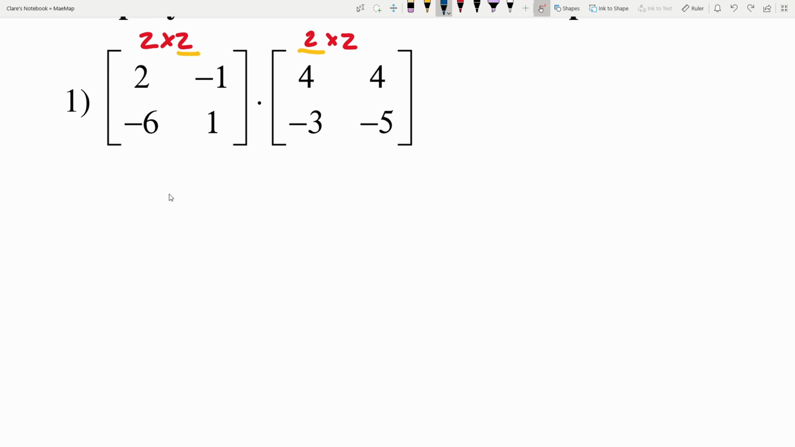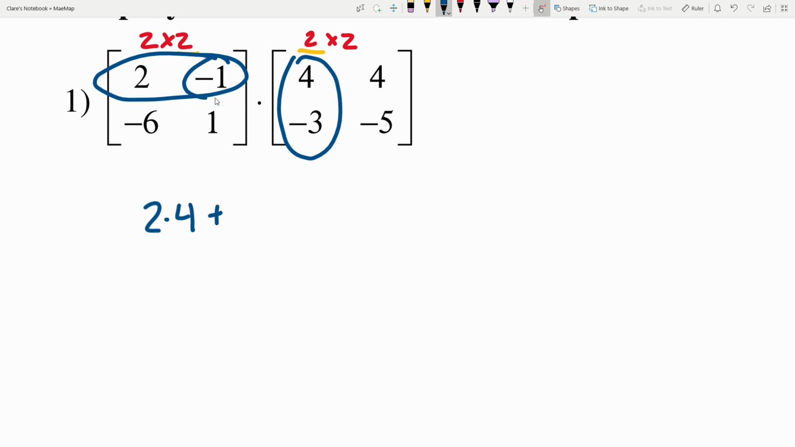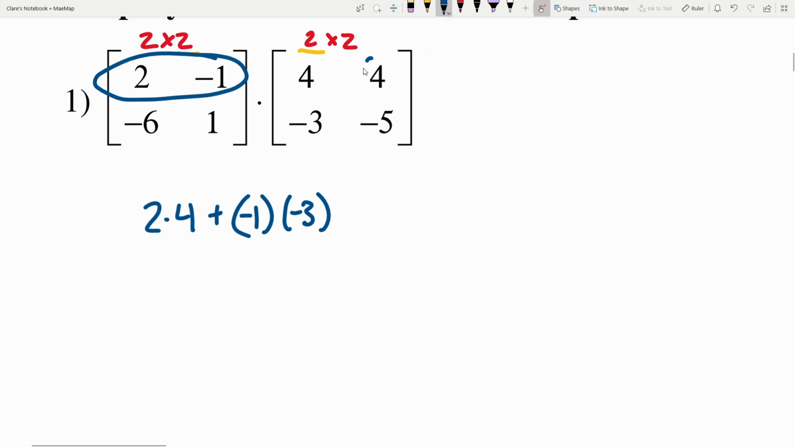So writing number 1 all the way out, I'll start by dotting row 1 with column 1. So that's going to be 2 times 4 plus -1 times -3. Now I'll dot the first row with the second column. That'll be 2 times 4, and I'll add that to -1 times -5.